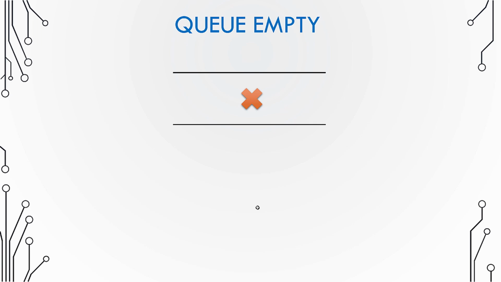Now, what is the condition for the queue to be empty? Well, we know that there are no elements, but how do you determine if there are no elements? So there could be two conditions when the queue might be empty. The first one is the queue has not been initialized. And another condition could be when the front pointer is greater than the back pointer. That means the front pointer has crossed the back. Now let us visualize this.